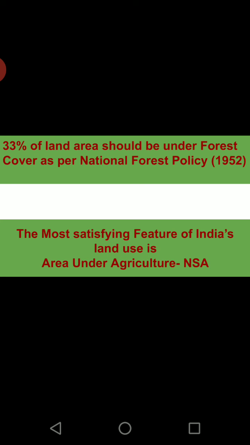There is one more specification given according to the National Forest Policy, which was passed in the year 1952, that any country, whatever might be its area, should have 33% of the total area of its landmass under forest cover. If you see, we are not at 33%, we are much below that. So we have to do more afforestation.